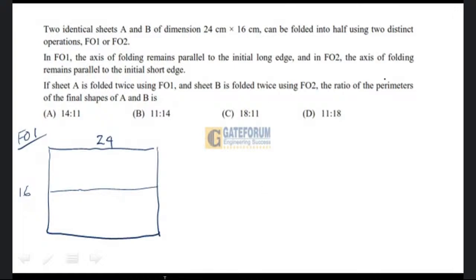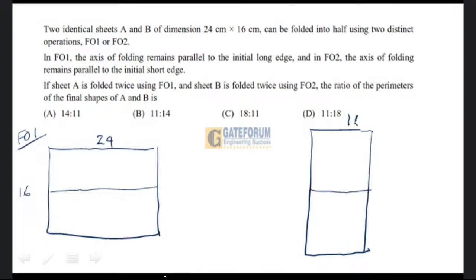And FO2, the axis of folding remains parallel to the initial small edge. So FO2 would be somewhat like this. So this is the folding done. This is the 16 and this is the 24. This is FO2. Okay, so what has been said? If sheet A is folded twice using FO1, so this must be sheet A, and sheet B is folded twice using FO2, so this must be sheet B.